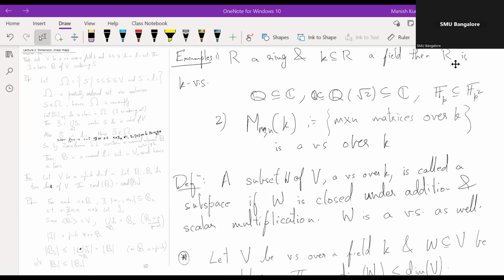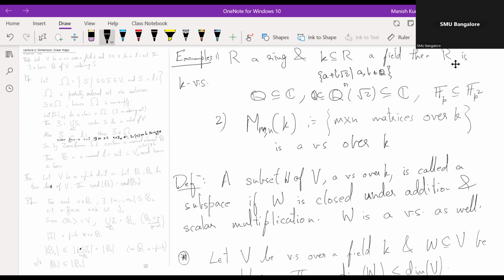Okay, so this Q square root 2 is basically a plus b square root 2, a, b rationals. So this is actually a field. I hope you have seen this, that this is actually a field, Q square root 2.